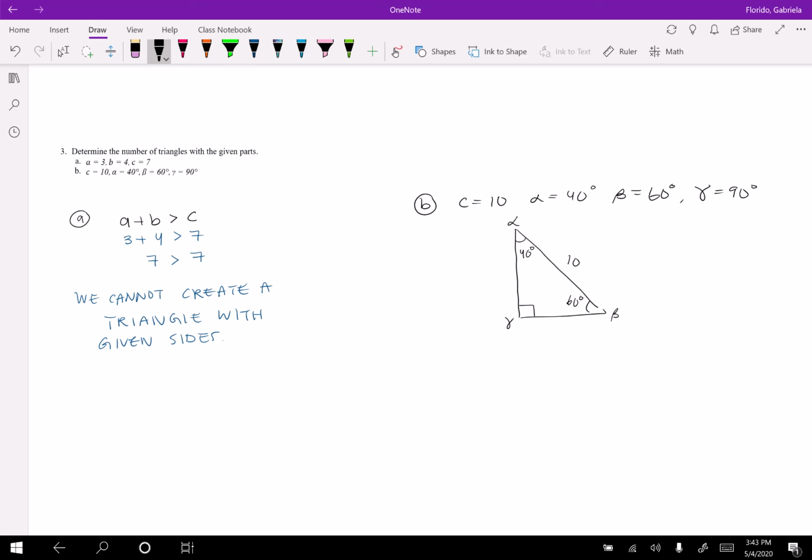But now, can I even have this triangle that I drew? Here we have 3 different angles. Remember, all the angles in a triangle have to sum up to 180 degrees. Do these sum up to 180 degrees? So let's see. Again, remember alpha plus beta plus gamma have to add up to 180 degrees in order for us to actually make a triangle. Here, my alpha is 40 degrees, my beta is 60 degrees, and my gamma is 90 degrees. This actually sums up to 190 degrees, which is not 180. So again, we cannot make a triangle here.